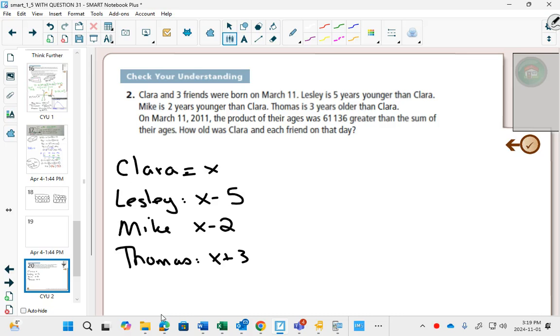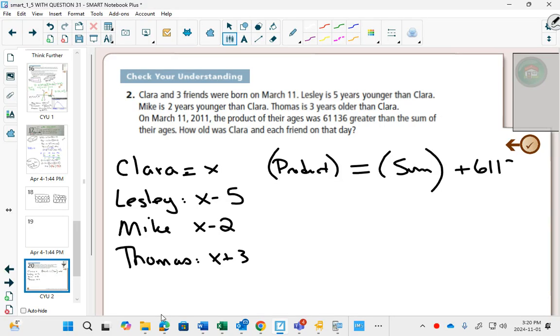I'm going to start that equation with an equal sign. Sneaky, since it's an equation, we have to put something on both sides. We're comparing this sentence here: the product of their ages was 61,136 greater than their sum. So I'm going to put product on one side, just in words, and sum on the other side. And then I'm going to think those aren't equal. Does it make sense that the product is much bigger? In fact, it is 61,136 bigger. So in order to make these equal, does it make sense that I would have to add the 61,136 on the right?